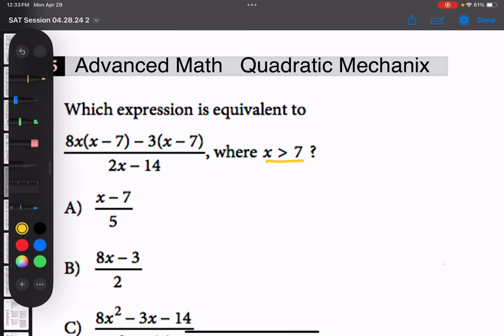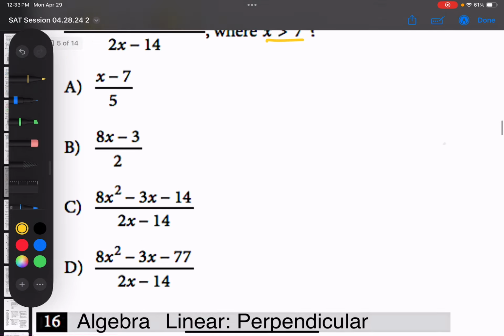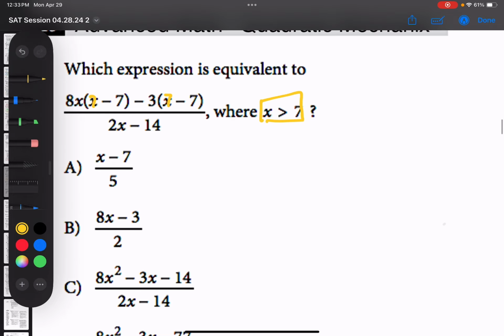It's to qualify this question to work out well. Because let's say x is equal to 7. So that'd be 7 minus 7, which is 0. So we have 0 times 8x, which would be 0, minus 3 times 0, which would be 0. So 0 minus 0 is 0. So 0 over 2x minus 14 is going to be 0. And look, none of these answers have 0. So in order to qualify this question to work, they had to tell us that x is greater than 7.